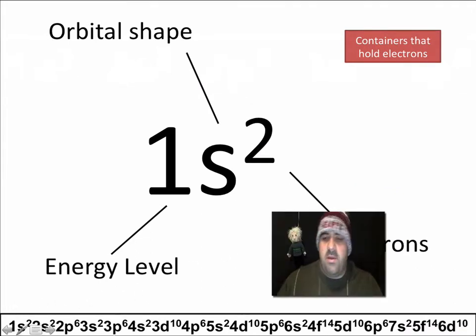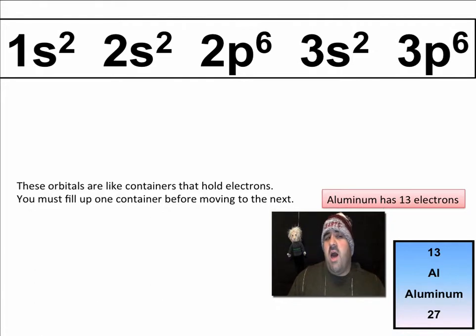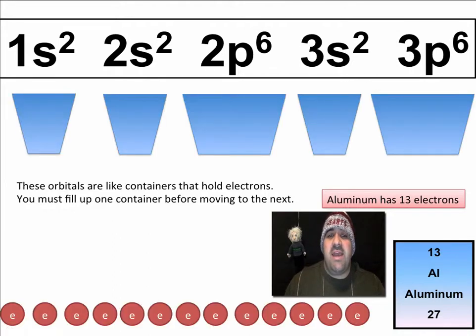I cut it out and I drew it up top. Aluminum has 13 total electrons. So how would I write the electron configuration for aluminum? You can think of these orbitals or these shapes as containers that hold electrons. And it must be full. One container must be full before you fill the next one.